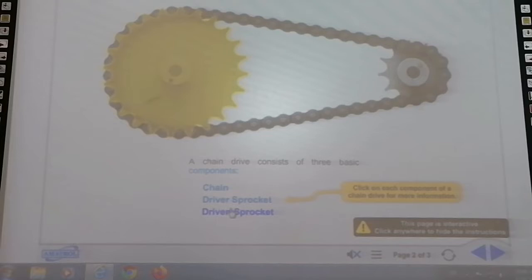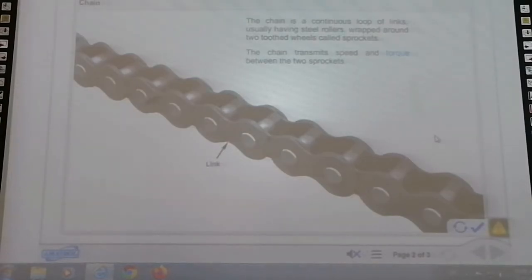So chain is a continuous loop of links, usually having steel rollers wrapped around the two tooth wheels called sprockets. So this is chain. You can see here these are the links, and between the loops these are steel rollers which work as a link between the loops.